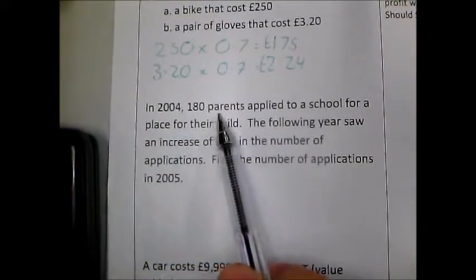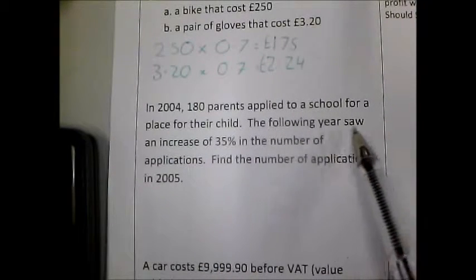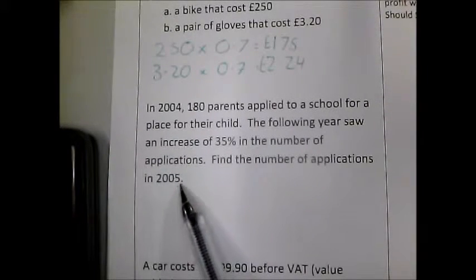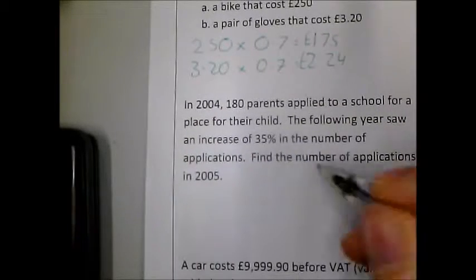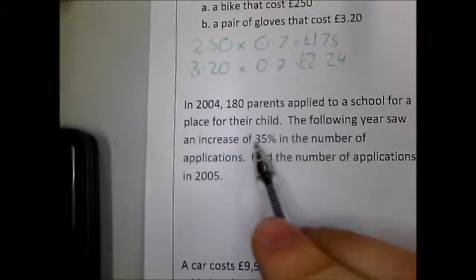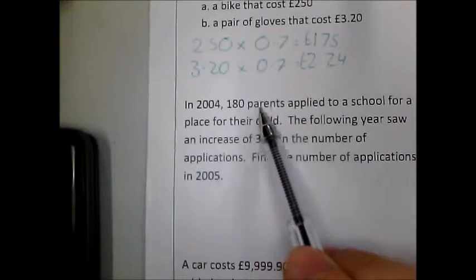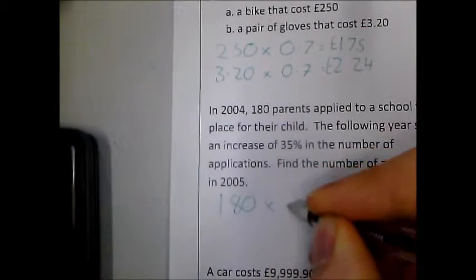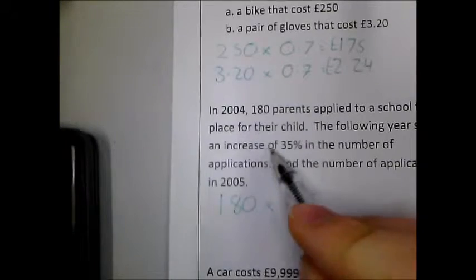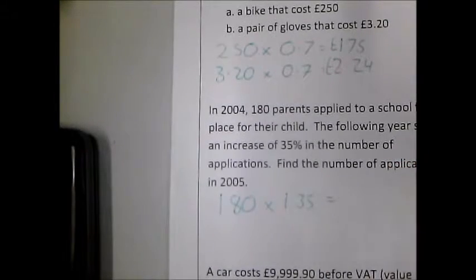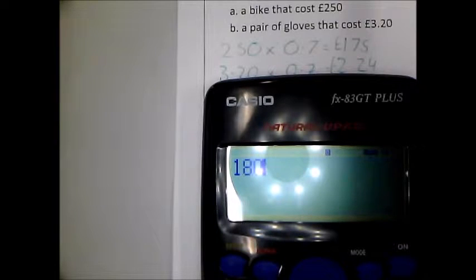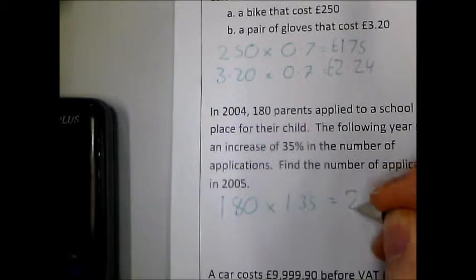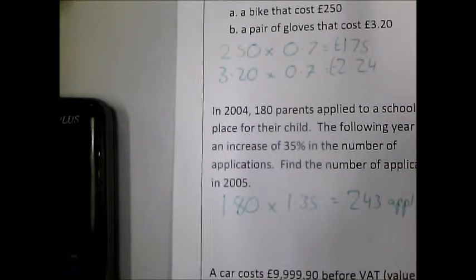In 2004, 180 parents applied to a school for a place for their child, and the next year saw an increase of 35%. We want the new number of applicants in 2005. So if it's increased by 35%, we'll have had our 100% as 180 parents, so we want 135%. If we multiply 180 by 1.35, as it's increased by 35%, that'll give us a new amount. So 180 times 1.35, 243 applicants now apply to the school.